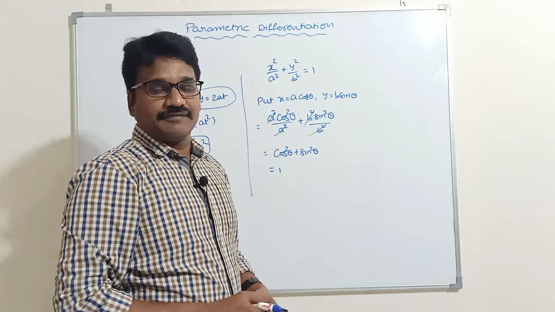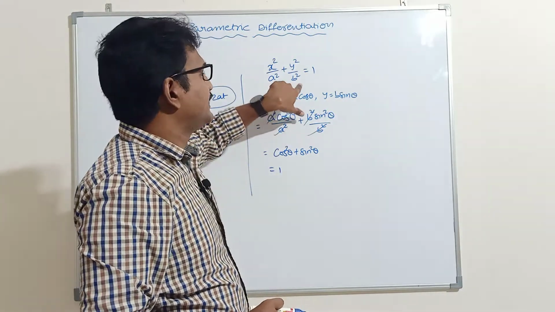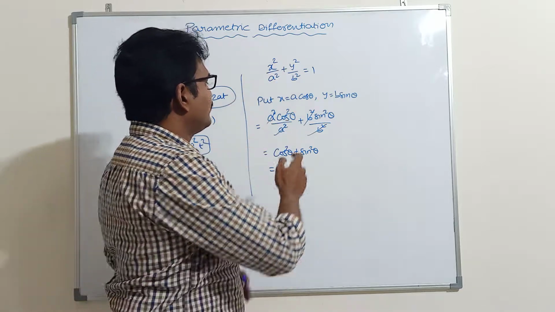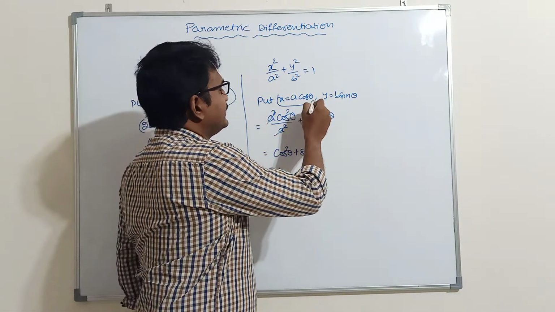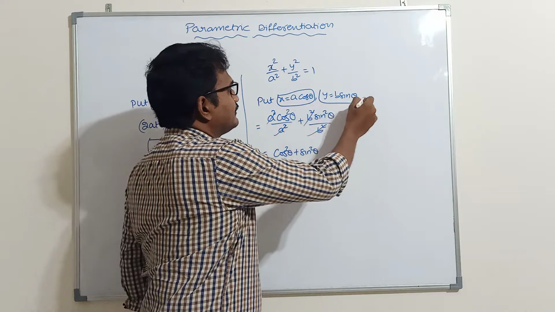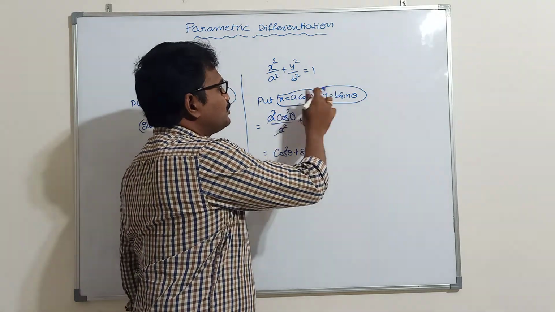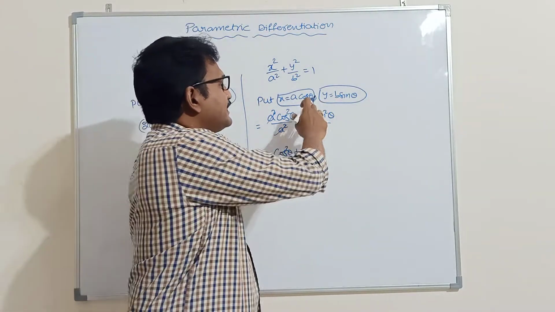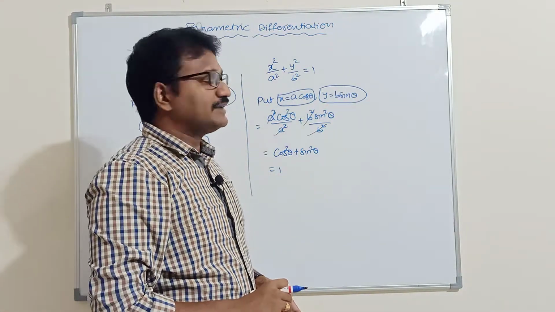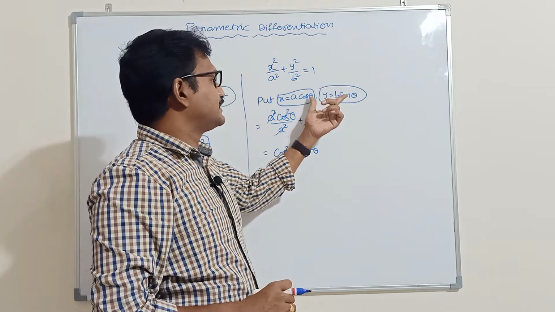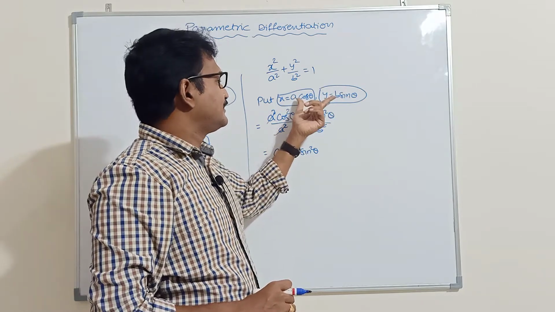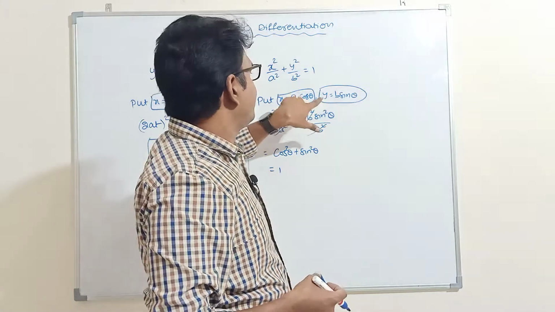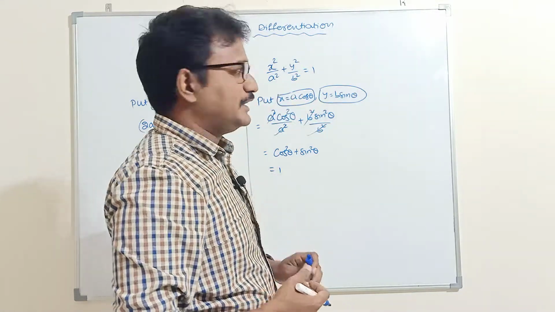Here x and y are two variables, and a and b are arbitrary constants. Here the two variables are connected by one more variable, theta. x is equal to a cos theta, y is equal to b sin theta. These two equations are called parametric equations, where theta is called the parameter. In the ellipse equation, x equal to a cos theta and y equal to b sin theta are called the parametric equations of the ellipse.